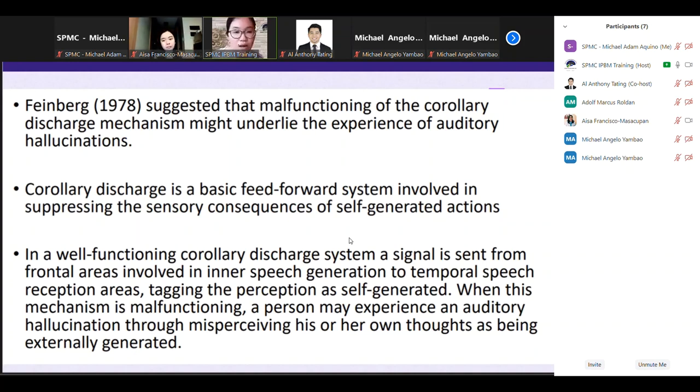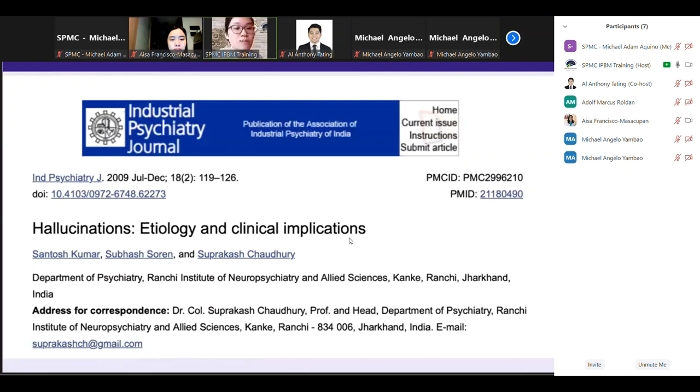So when the corollary mechanism is malfunctioning, the person may experience an auditory hallucination by misperceiving his or her own thoughts as being externally generated. So akala niya galing sa labas yung kanyang own thoughts, which is just from the frontal lobe.